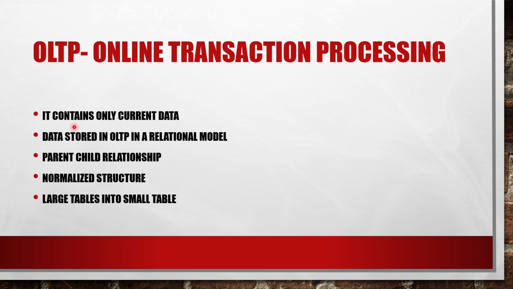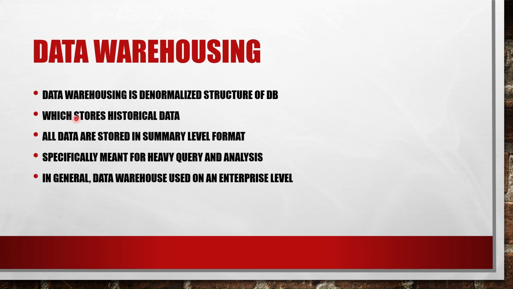Next, data warehousing. Data warehousing is OLAP. OLAP is a denormalized structure of the database which stores historical data, and it is mainly used for decision making and analyzing purposes. All the data is stored at summary levels.